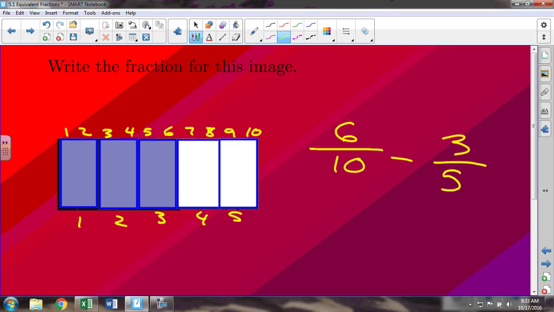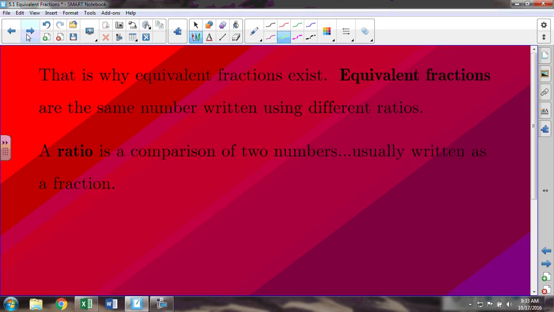This is an example of equivalent fractions. It's the same thing written with two different sets of numbers. 6 out of 10 and 3 out of 5 are an example of a ratio. Ratios are nothing more than a comparison of two numbers, and we usually write them in a fractional form.